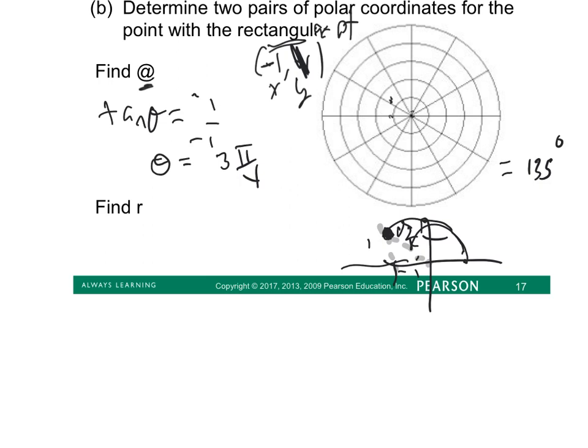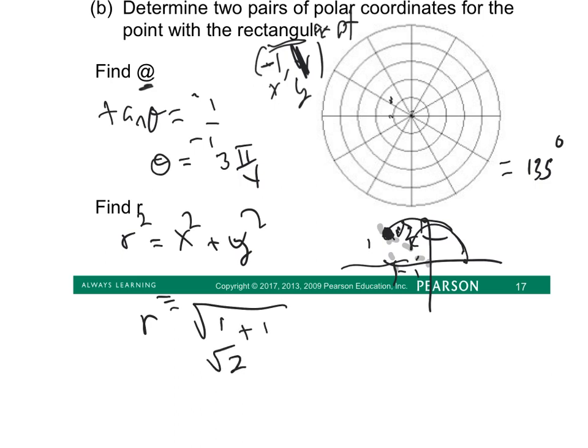Now r, we can find r because r squared is always equal to x squared plus y squared. Always, always, always. So therefore r is the square root of 1 squared, or negative 1 squared in this case, but still 1, plus 1 squared is 1, so that's the square root of 2. And since we are in quadrant 2, I'm only going to use the r that was going in that direction.